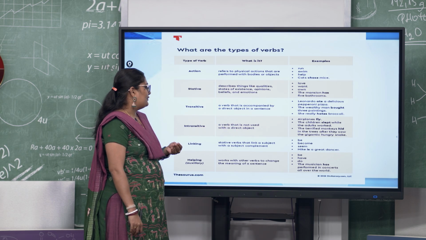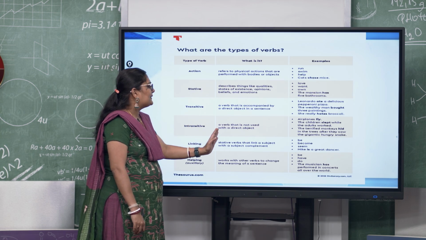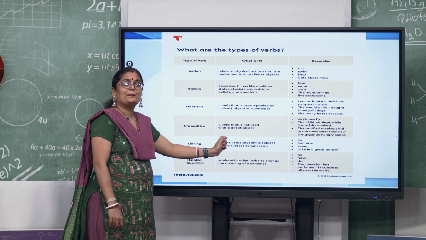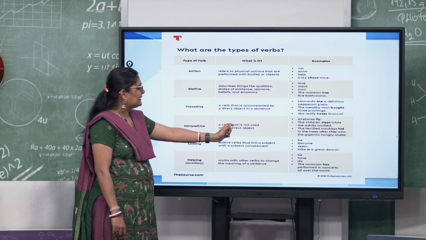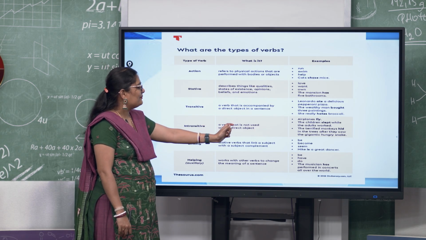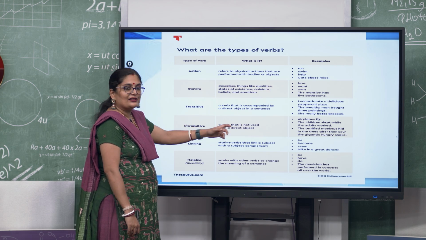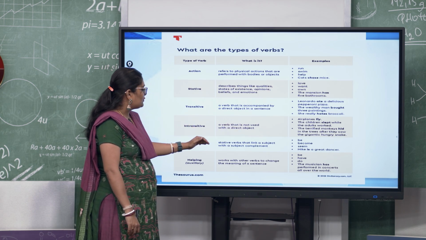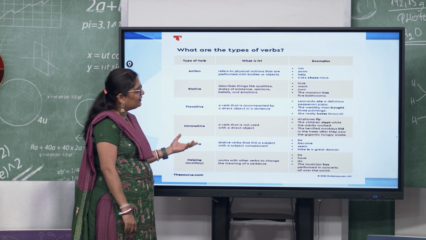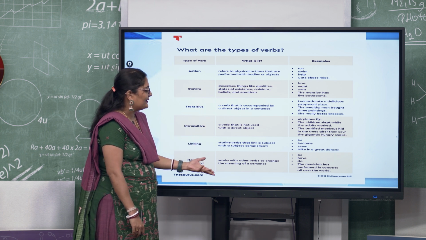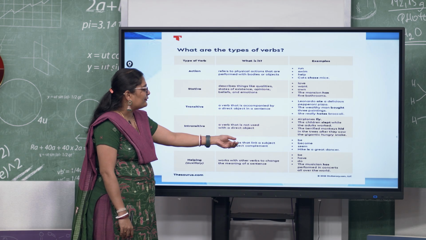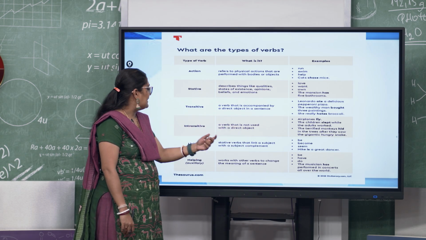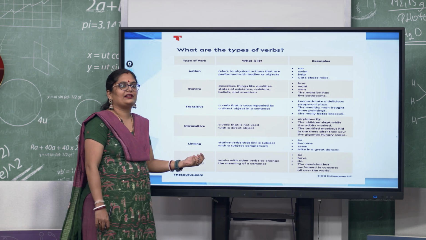Similarly, coming to linking verbs, they are stative verbs that link a subject with a subject complement. So, what are the examples? Be, become, seem. Mike is a great dancer. So, is. And the last refers to auxiliary verbs which work with other verbs to change the meaning of a sentence, and we have many examples. The musician has performed in a concert all over the world. The answer would be has. Has is the helping or auxiliary verb.